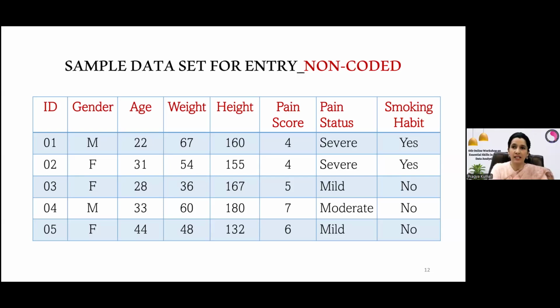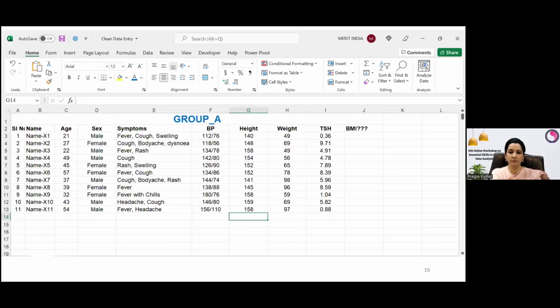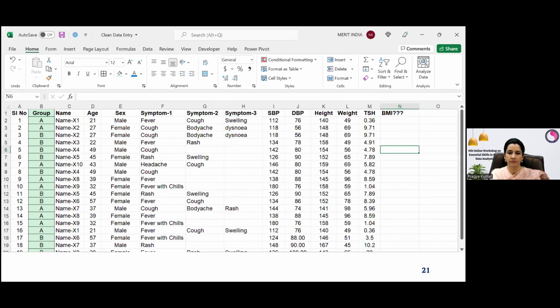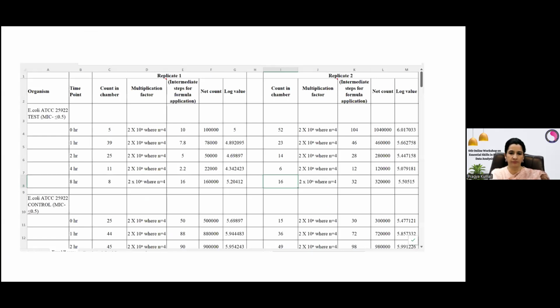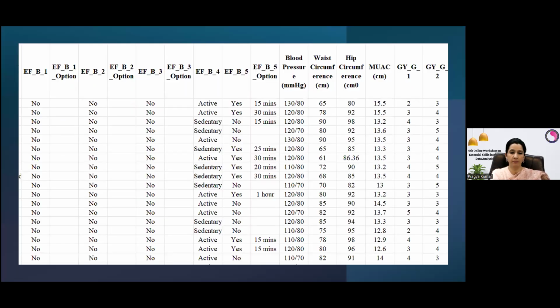Okay, thank you. Anybody else who is having any other confusion in this data entry? We will show you the data sets which you people have entered. So this was again one example. Again, you can see what is the problem with this data. These are all data sets which we have received. That's why many times we keep these data just to demonstrate in the workshop. What is the problem with this data?